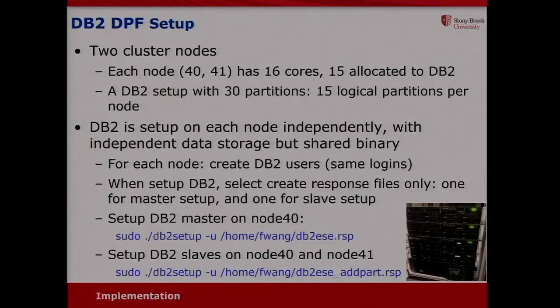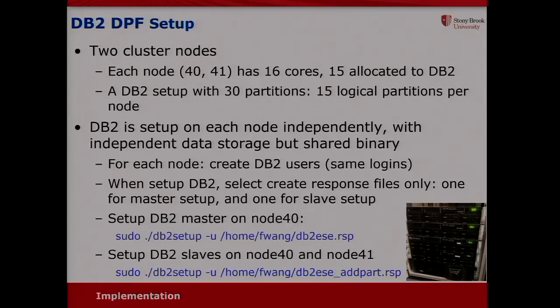Okay, so next I want to quickly show how we can set up a parallel database for such a purpose. For this case, we have two nodes. We call them node 40 and 41. Each node has 16 cores, and we reserve one core for the operating system, and then all the other CPU cores will be used for the database. Eventually we have a DB2 with 30 partitions, and so each node will have 15 logical partitions.